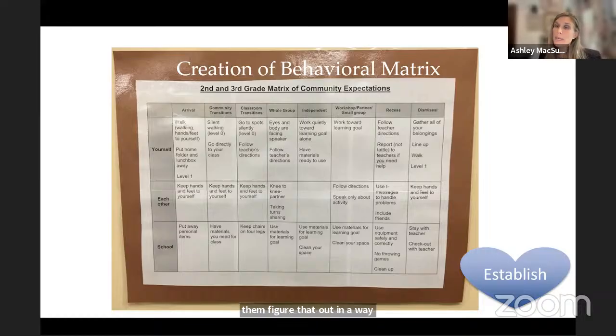We said, well, what would be reasonable? What makes sense? Can a kiddo truly have a 0 level voice at dismissal? Because that's what they originally had there. And we said, no, they're in 2nd and 3rd grade, that doesn't make sense. So it was very much a collaborative conversation. You can do things like that.